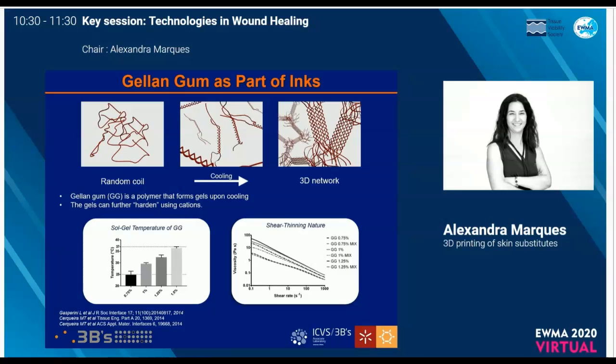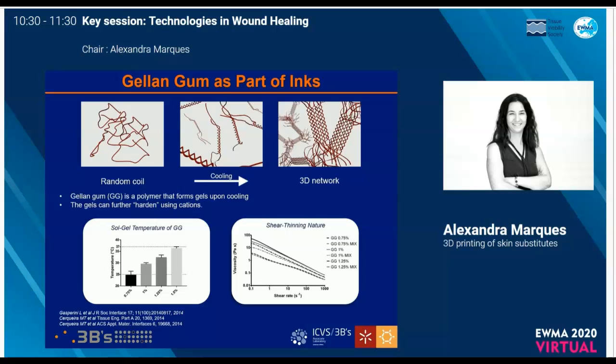But it's also important to understand at which temperatures these networks of gellan gum can be formed, and you can see that the range of temperature is between 25 and 37 degrees C, so they are quite compatible with the printing of cells without causing any harmful effects.